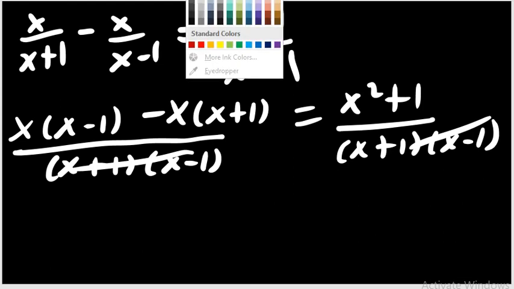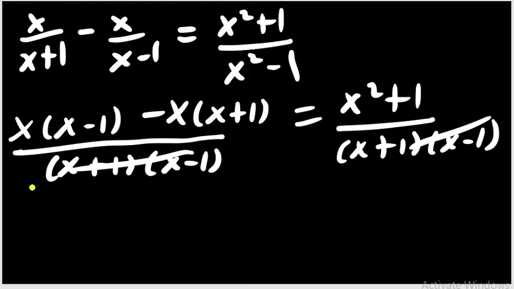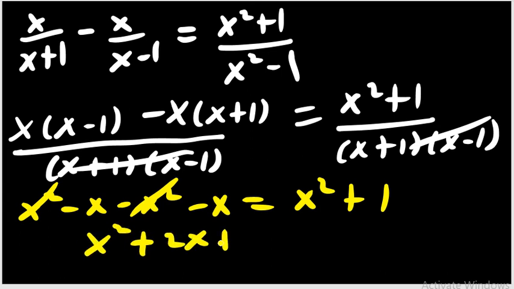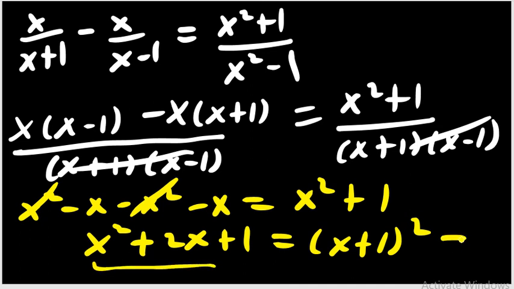So what is next? Let's multiply here. x squared minus x, again minus x squared minus x, is equal to x squared plus 1. So you can cancel x squared with x squared. What is left? Negative 2x. So when you shift the negative to the other side, what is left is x squared plus 2x plus 1. This is the same as x plus 1 squared, or you can solve it by quadratic.